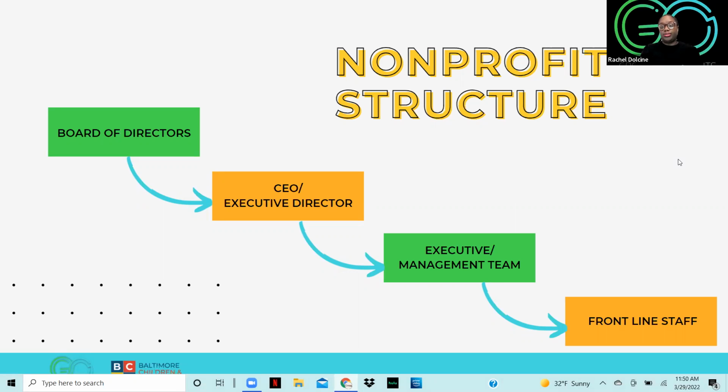So the board of directors is the entity that hires, fires, and also holds accountable the CEO and the executive director. The CEO or executive director then manages their executive or their management team, and then the management team manages frontline staff, right? So that is a nonprofit structure, and you need to ensure that the structure you have falls in line with best practices.